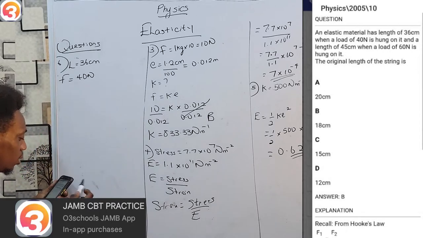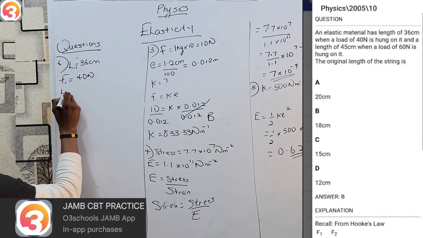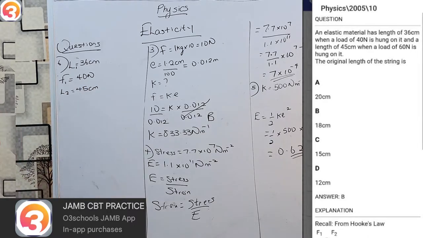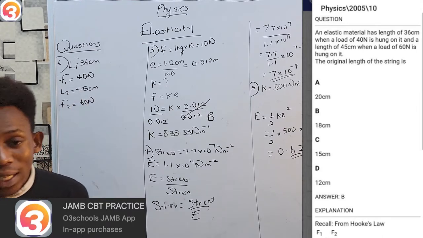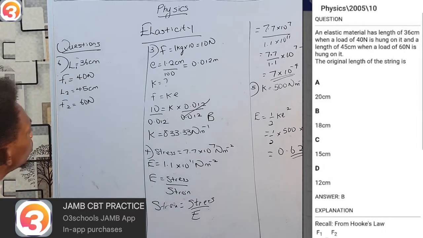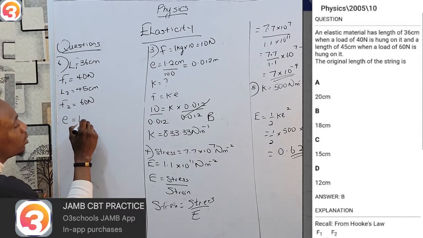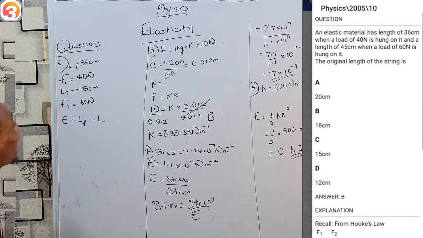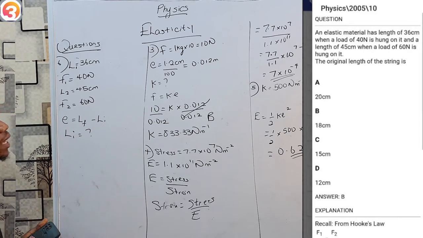So now we notice we're having two lengths. I shall call this one L1 and the corresponding force F1. So my new length will be L2 as 45 cm, with a load of 60 newton, F2, hung on it. We have to find the original length of the string. Because you must have noticed, now instead of being told extension, I'm being told length. And if you remember, if I want to find the extension, it must be the final length minus the initial length. Both these lengths, my L1 and L2, are final lengths. Therefore, my initial length, see they both start from the same place, must be Li.